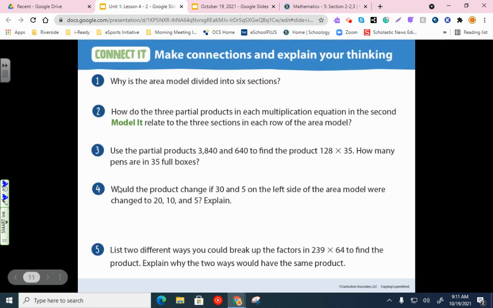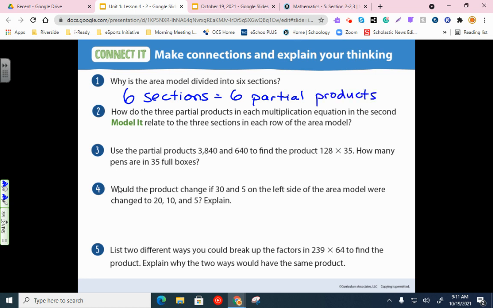All right. So for number 1, why is the area model divided into 6 sections? That's the one under model, that first one. It's in 6 sections because there are 6 partial products. And partial products, again, are those numbers that are underneath the line in our multiplication problems.